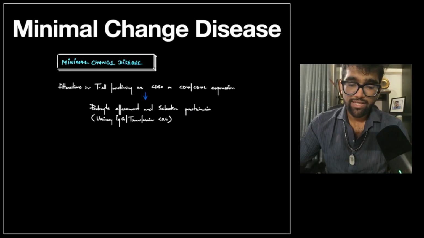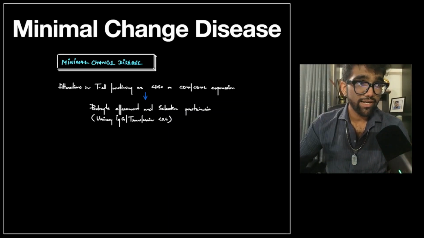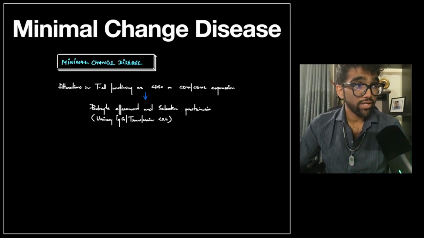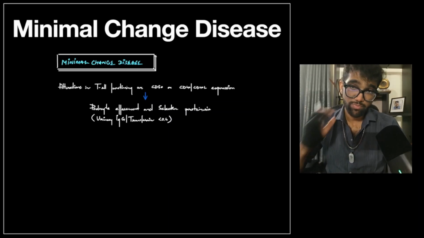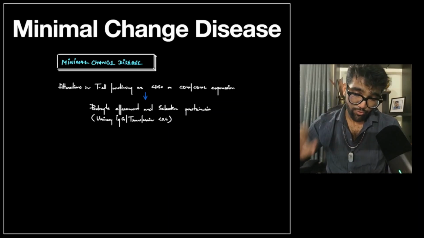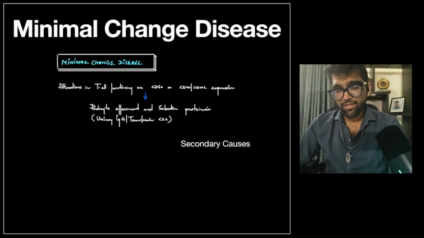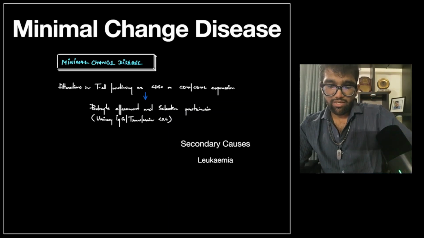There is loss of that negative charge that we discussed on the basement membrane, and there is highly specific proteinuria, with urinary immunoglobulin to transferrin ratios being very low. Okay, so that is that. Now, there are very few secondary causes of membranous GN.